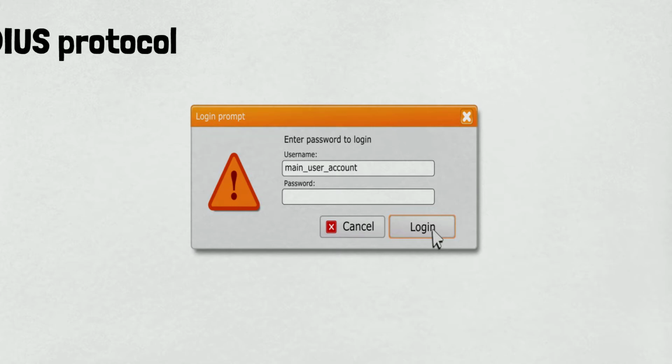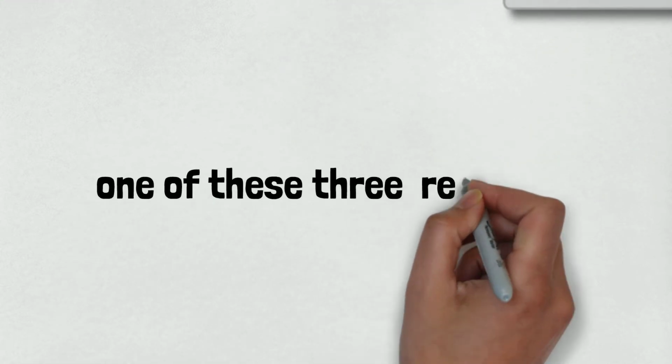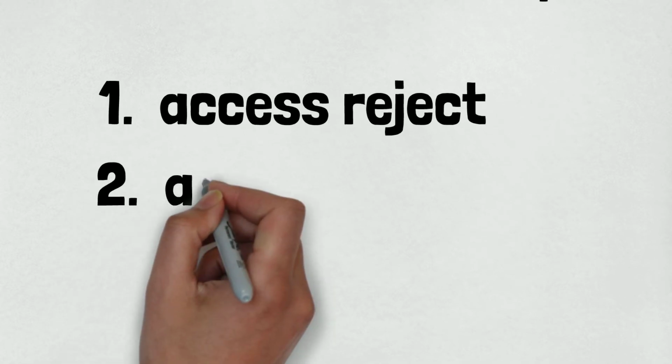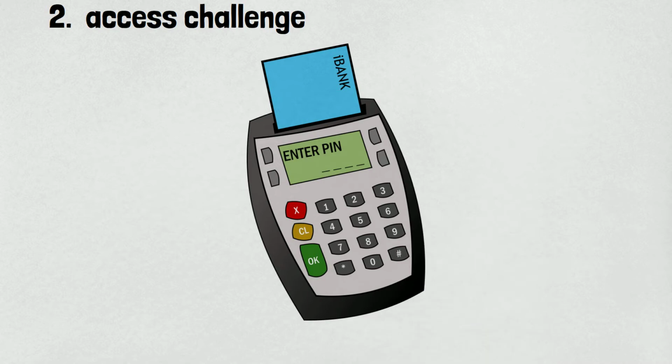The RADIUS server checks that the information is correct using authentication schemes. Then the RADIUS server returns one of these three responses. Number 1, access reject, which means that the user is denied access to the resources requested. Number 2 is access challenge. In this response, the server wants more information from the user, which can be a one-time password, security code, PIN, etc. Number 3 is access accept. This means that the user is granted access to the requested resources.